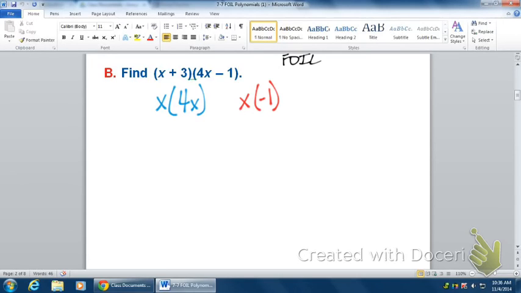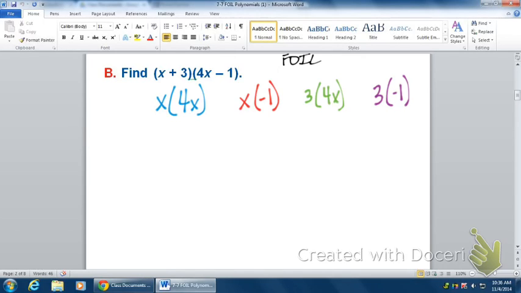Okay. Next up, I need to go with my I, which is my innermost terms, which are 3 and 4x. Okay? Does that make sense? Now, lastly, we need to multiply our last terms, which are 3 and negative 1. Okay?